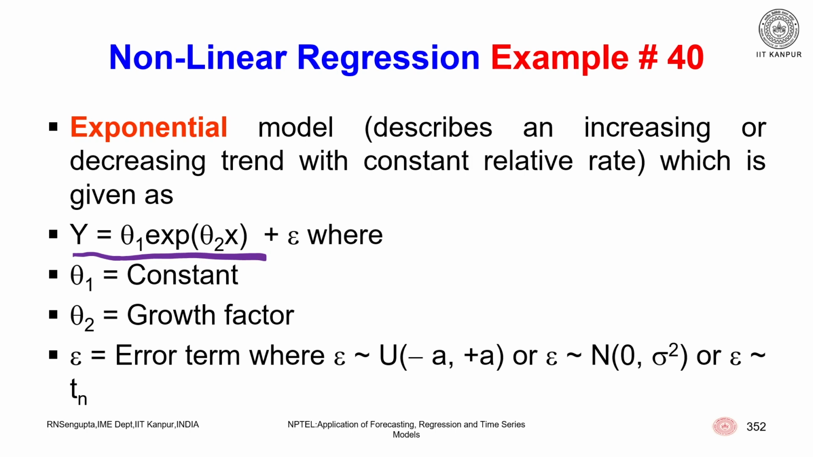So, minus a and plus a being very small values to the left and right of 0 would give you a variability which is very small. If the minus a and plus a values are very big, like minus 20 plus 20, obviously in that case the variability would be large, but still the mean value remains 0. In the second case, the error is normally distributed with 0 mean and sigma square as the variability.